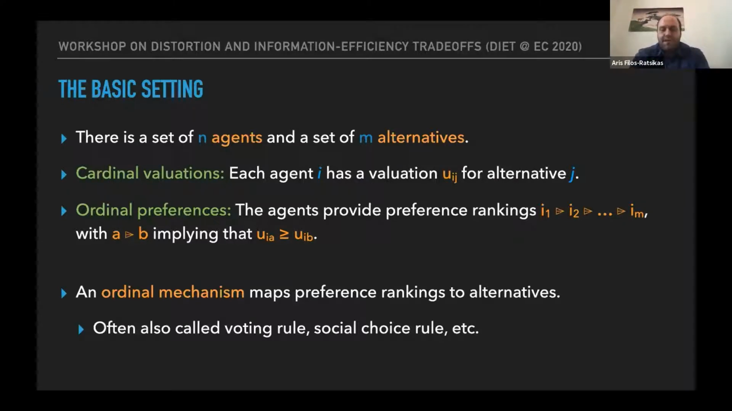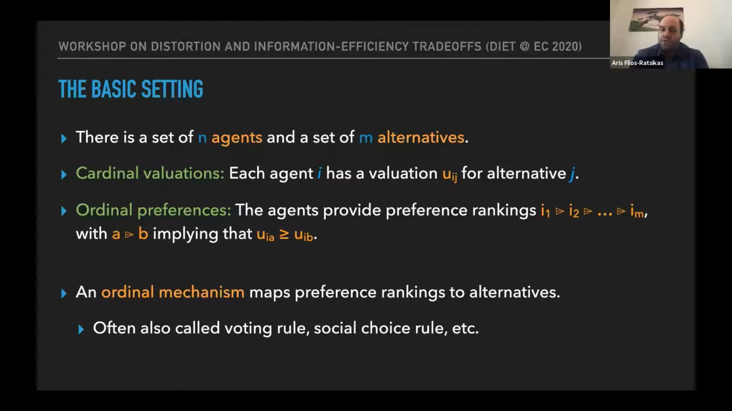In the basic setting, we have N agents and M alternatives. Sometimes we will call the agents voters, and the alternatives we will call candidates. I have to emphasize here that although we're using the terminology from voting, this doesn't have to be about voting necessarily. It can be about any decision-making scenario in which there is a set of participants who are trying to somehow reach a consensus.